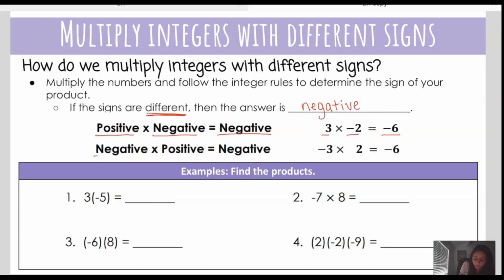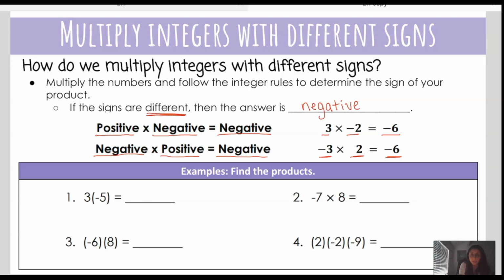Same thing happens if we have negative times positive, our answer will be negative. Just like here, we have a negative 3 times a positive 2 to get negative 6, right? So if we're multiplying integers with different signs, our answer or product will be negative. Let's look at some examples.